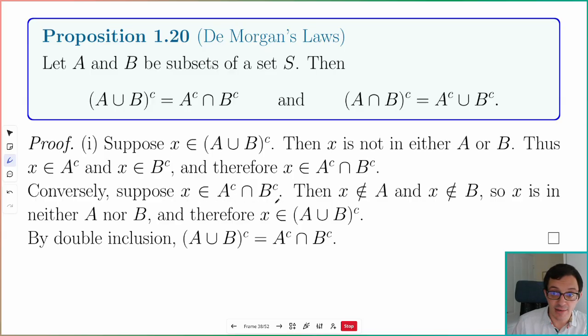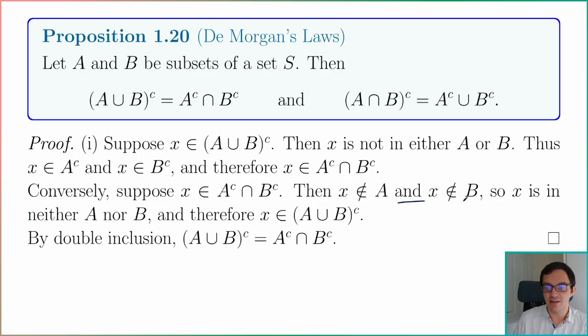everything in the right-hand side is in the left-hand side. So x in A complement intersect B complement would mean that x is not in A and also x is not in B. So x is in neither, which means that it's in the complement of the union. So everything in the right-hand side is in the left-hand side. So with double inclusion, those things are equal.